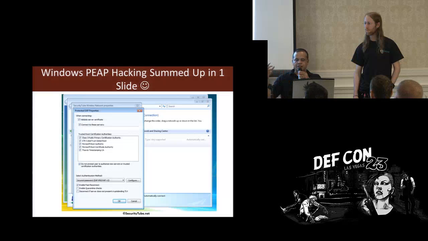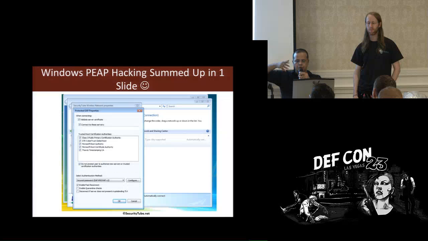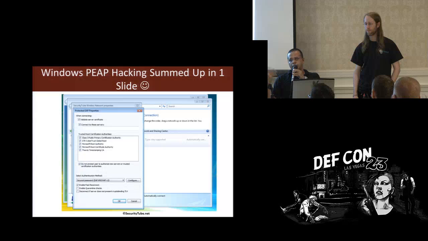So if you look at the entire attack which we discussed, we said the problem is certificate validation probably isn't turned on by default on most client devices, right? So here is a config where certificate validation is turned on. We've made it kind of user proof, which is do not prompt the user to authorize new servers, which means there are going to be no pop-ups asking the user to accept a new certificate from a network. So this is fantastic.